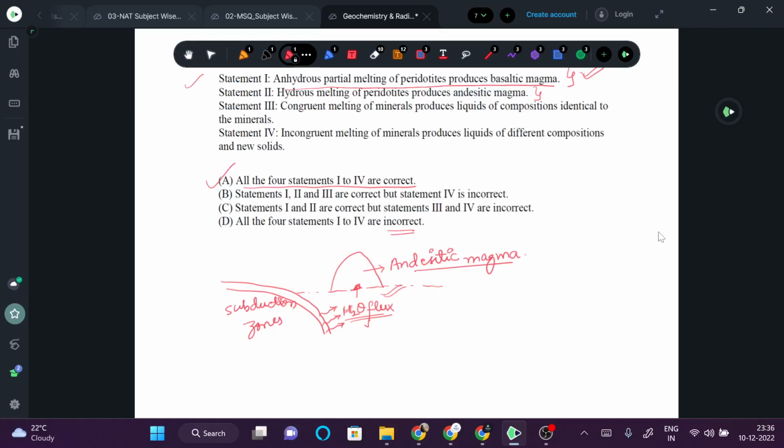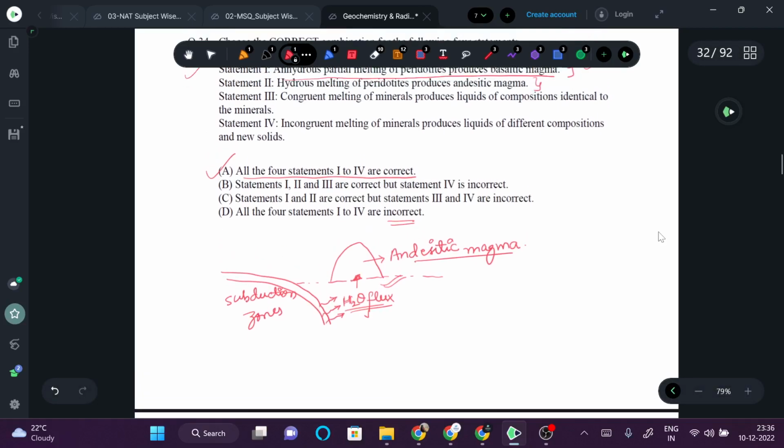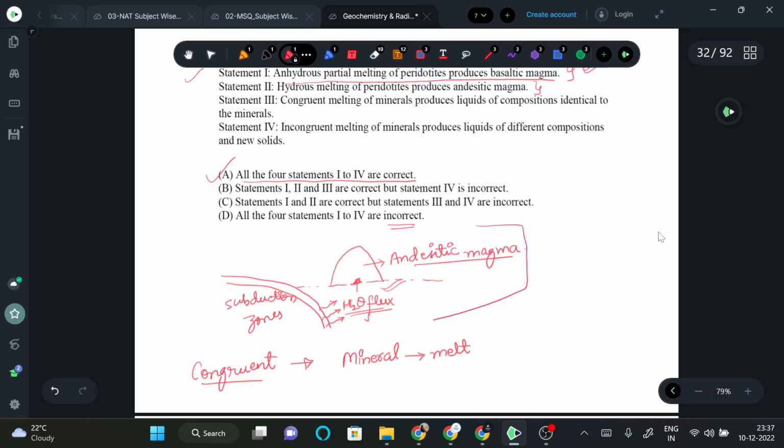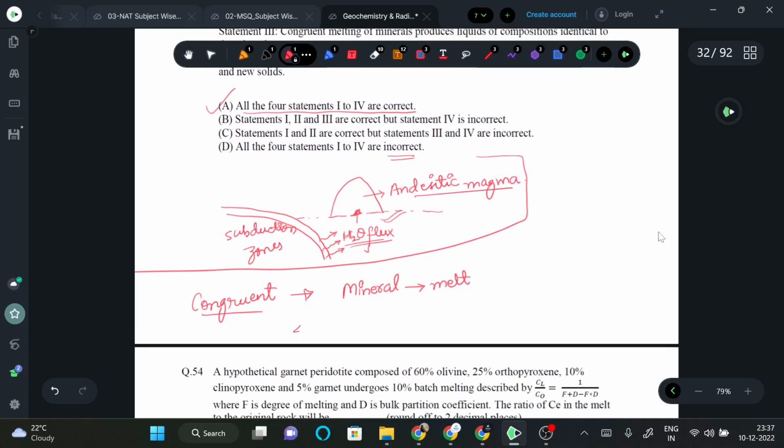Third statement. Now, what is congruent melting and what is incongruent melting? Do you all have any idea about it? I will write it here. Congruent melting: mineral directly produces the melt. Okay, and let's write it here only.